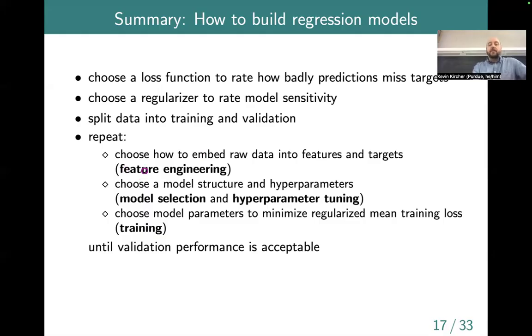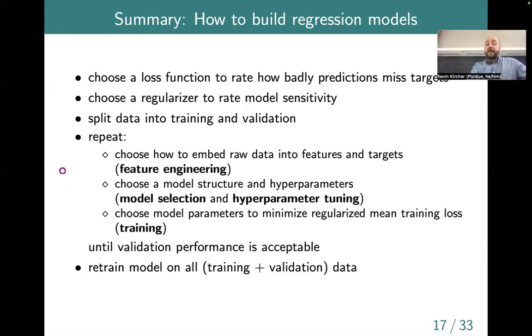Also in this feature engineering process, we may throw away some features that it turns out aren't very useful for making predictions. Then we choose a model structure, and we choose our hyperparameter that we're going to use for our regularized mean loss minimization. That's called model selection and hyperparameter tuning. And then we do our training. So we solve our optimization problem in order to come up with a number for our parameter vector. And then we repeat this whole design process until our performance in the validation data set is acceptable.